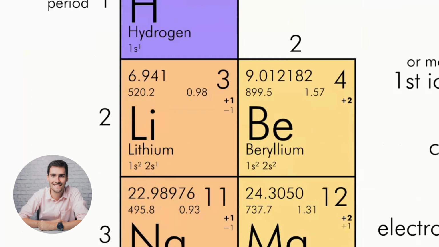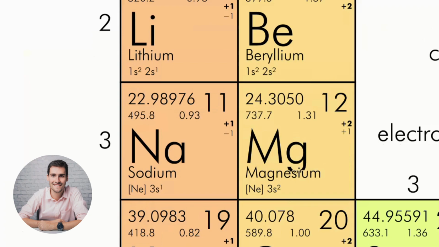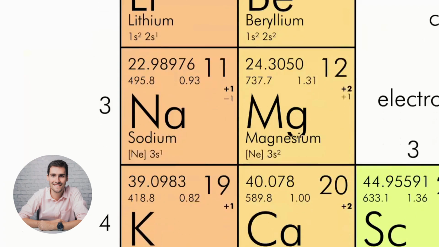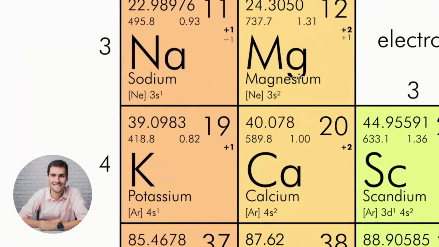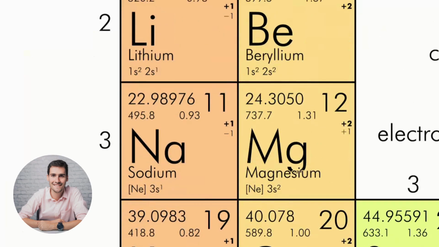Now you can see the groups. There are 18 numbered groups in the periodic table. Beryllium is group 2 period 2. Magnesium is group 2 period 3. Let us look into the 18 groups. You can see helium in group 18 and other group elements.